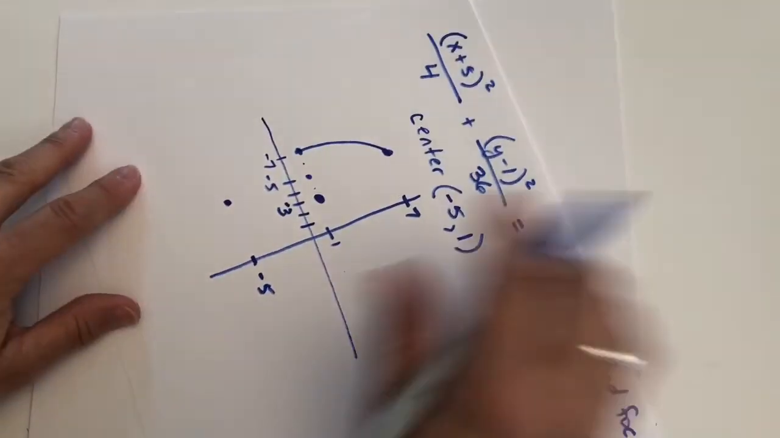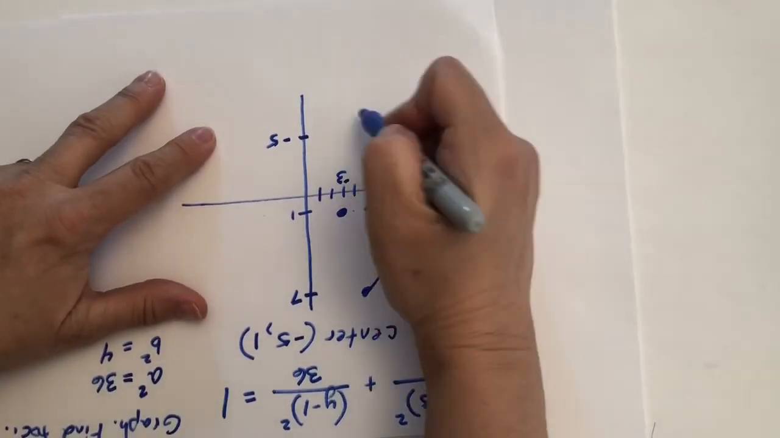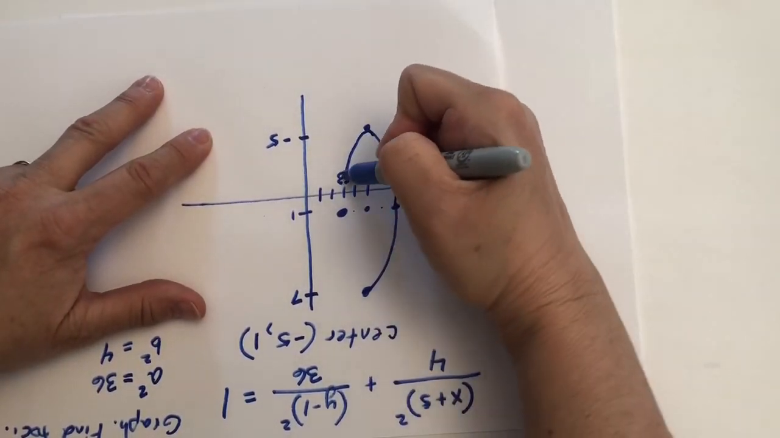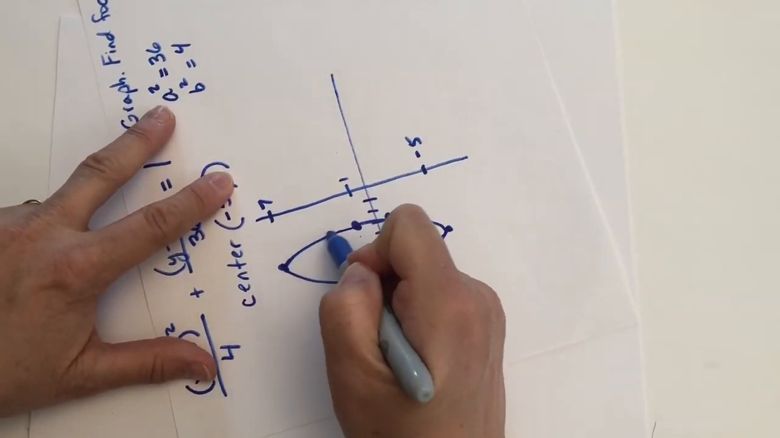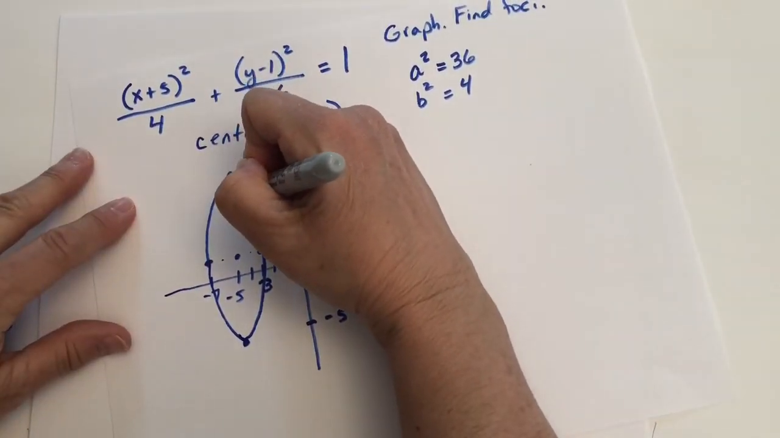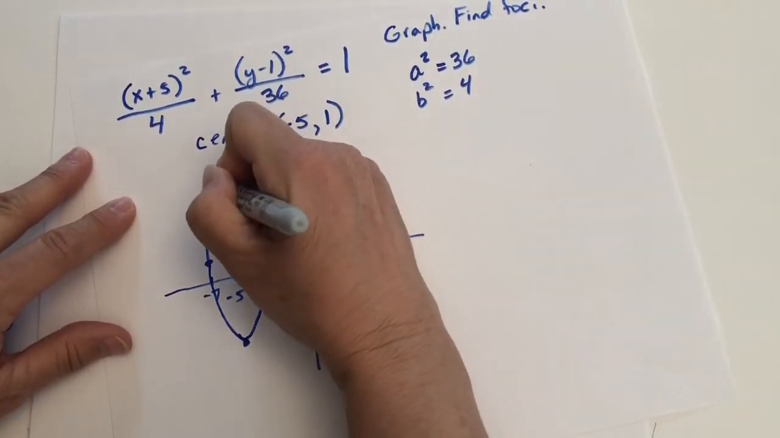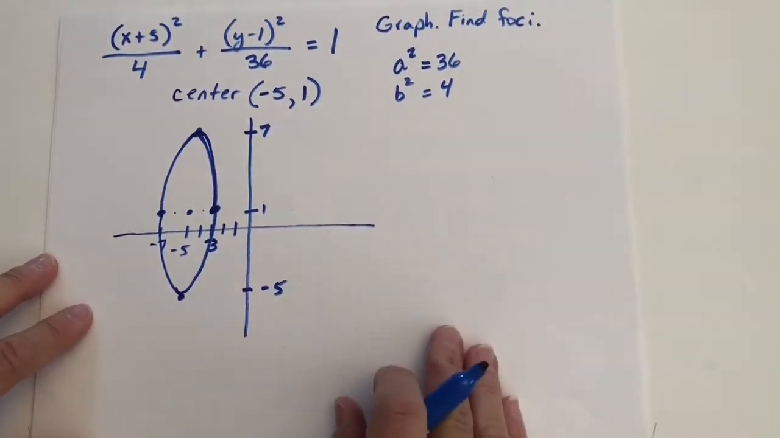I'll do my best to draw a nice ellipse through these points. Again, I'm going to rotate my paper as I draw it. Makes it a little bit easier for me. And it should be smooth. That one looks a little bit too pointy right here. It is always a smooth curve for your ellipse. So it looks like that. There's my picture of my ellipse.